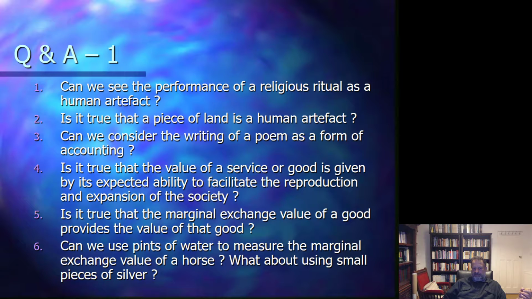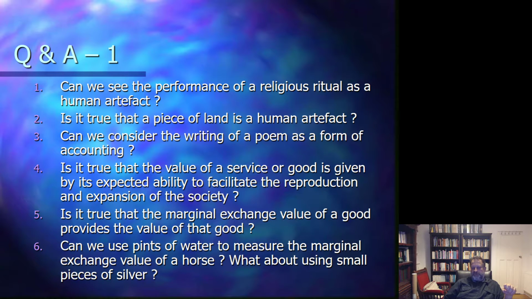Next question, is it true that the marginal exchange value of a good provides the value of that good? And indeed, that's the case. For one additional item of that good, what is the equivalent value in terms of other goods? That marginal exchange value is really what defines the value of these goods. Because if you have none of those goods, you may overvalue them, but when you get to the marginal exchange value, that's where you get the actual valuation of the good in the context of the valuation system that you use.